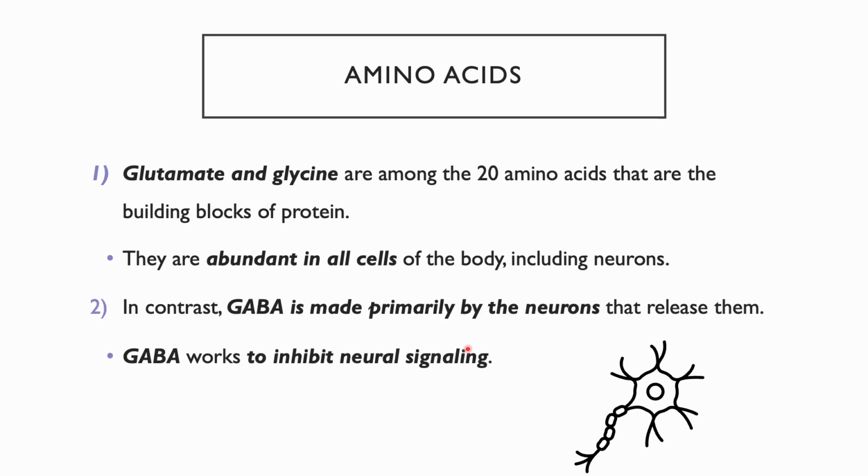Now, glutamate and glycine are abundant in all cells of the body, including neurons. But GABA is interesting because it's primarily made by neurons, and primarily created by the neurons that release them. GABA works to inhibit neural signaling, similarly to glycine, but it's more common in neurons, whereas glutamate and glycine are abundant in all cells of the body, including neurons. So that's a key difference between those.